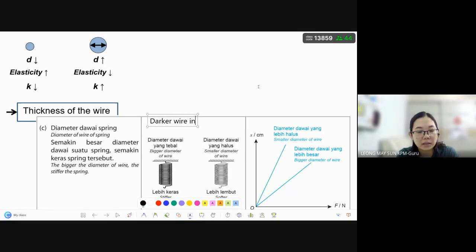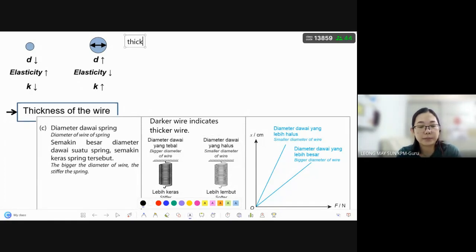Darker wire indicates thicker wire. All right, because in the exam, the only way that they can identify whether it is a thick or a thin wire is through the thickness. If it's dark, it's actually thick. If it's actually very fine, that's actually very thin material. So over here, if we're going to talk about the diameter, the thickness of the wire.